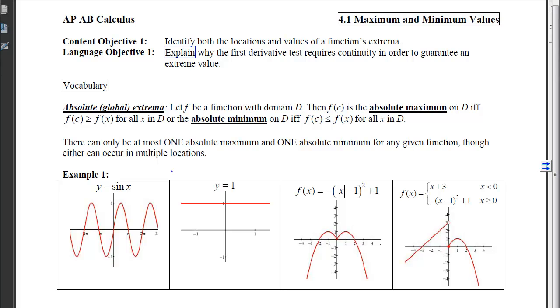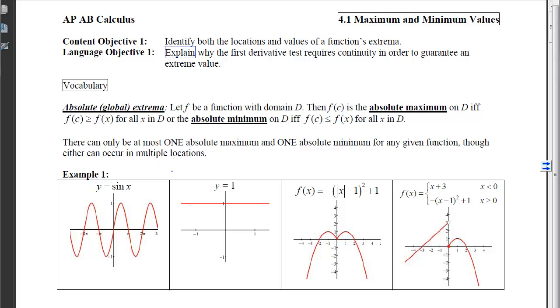This is section 4.1, maximum and minimum values, and our first and only objective is to identify both the locations and values of a function's extrema. When we're done, I'd like you to be able to explain why the first derivative test requires continuity in order to guarantee an extreme value.